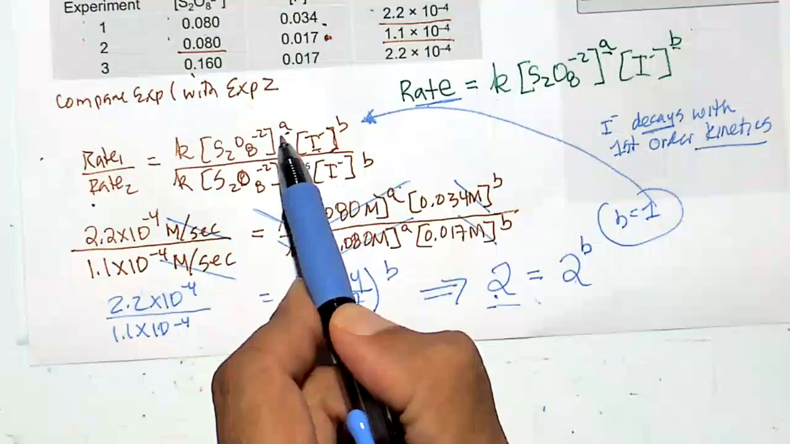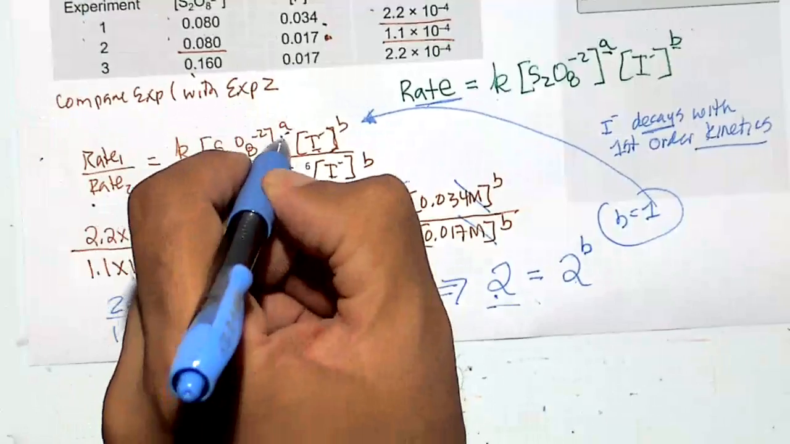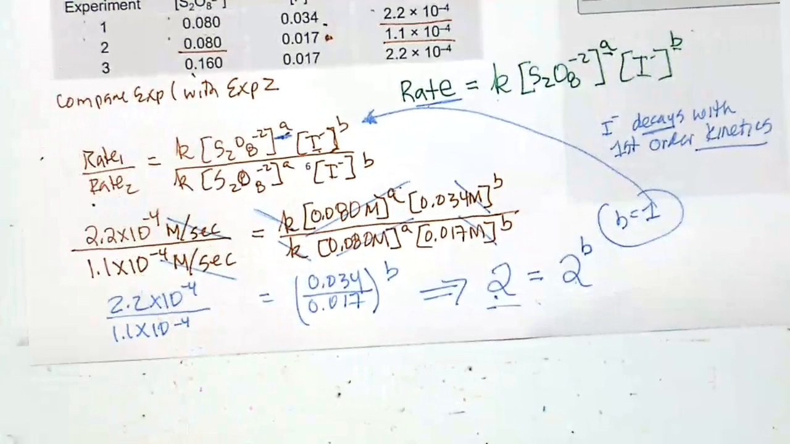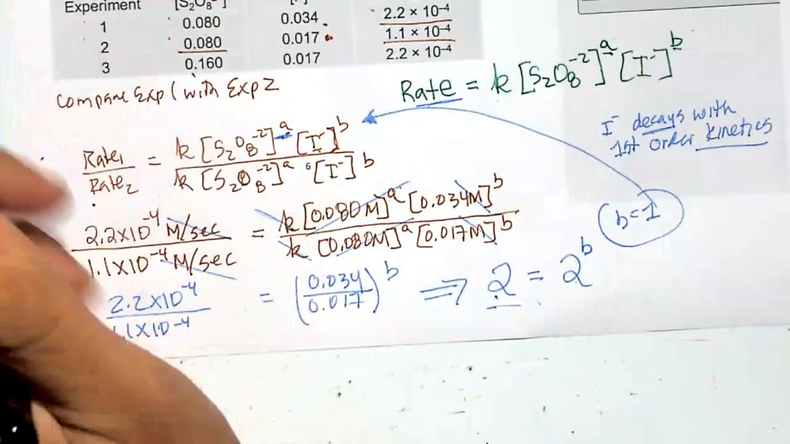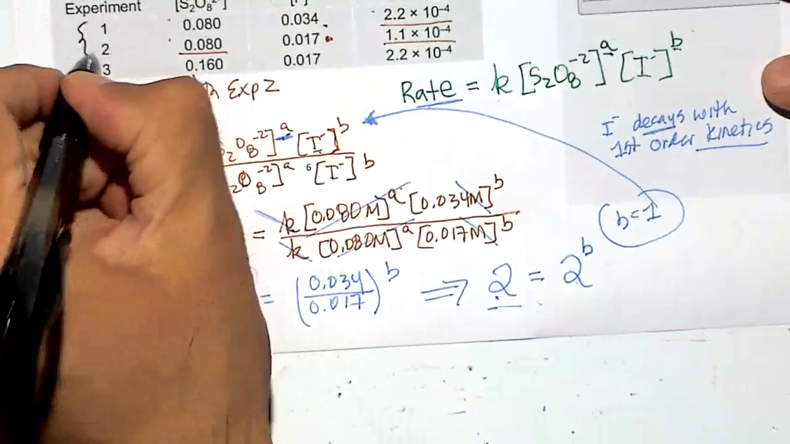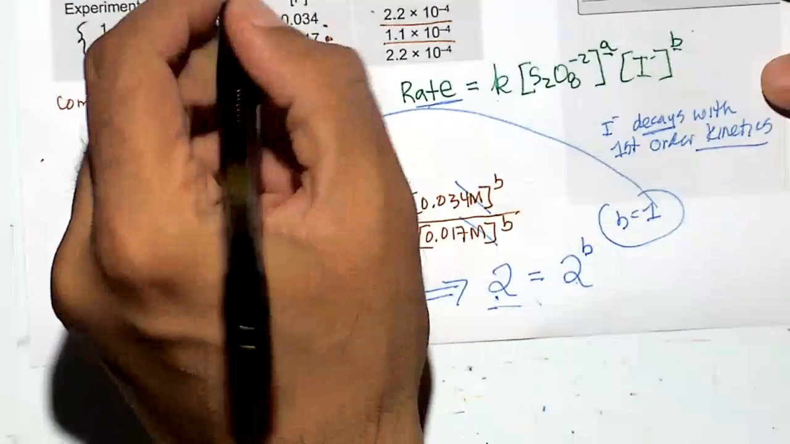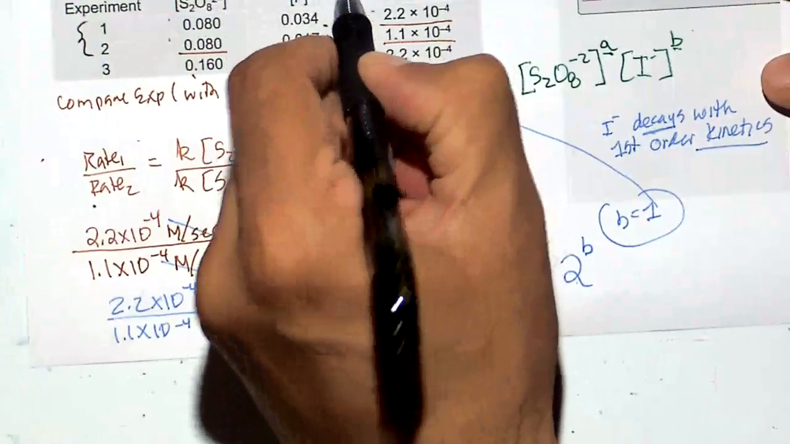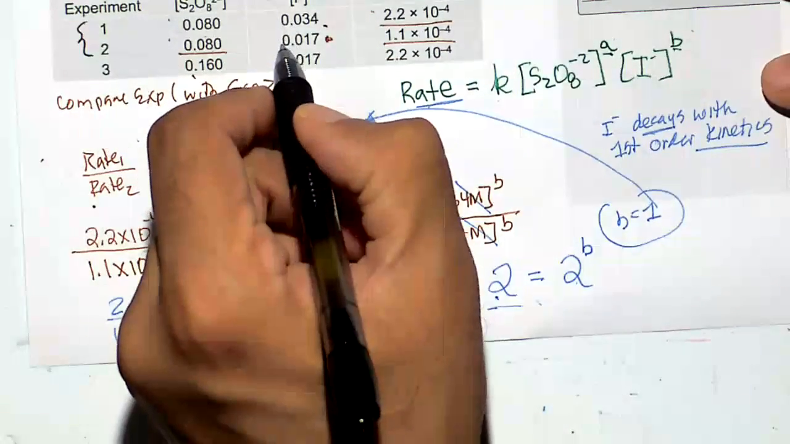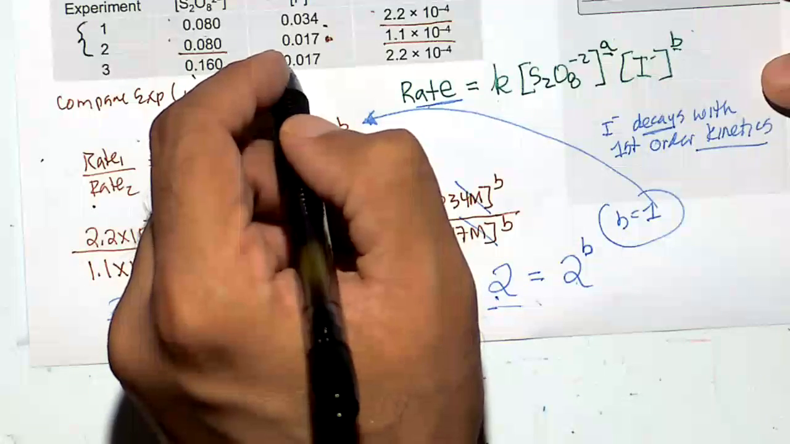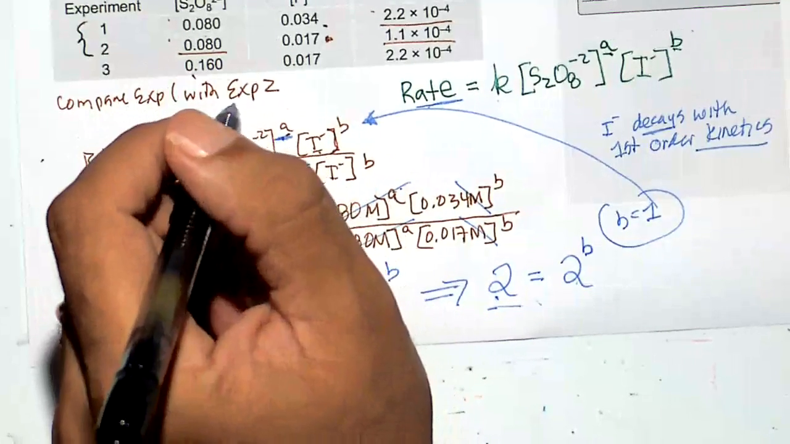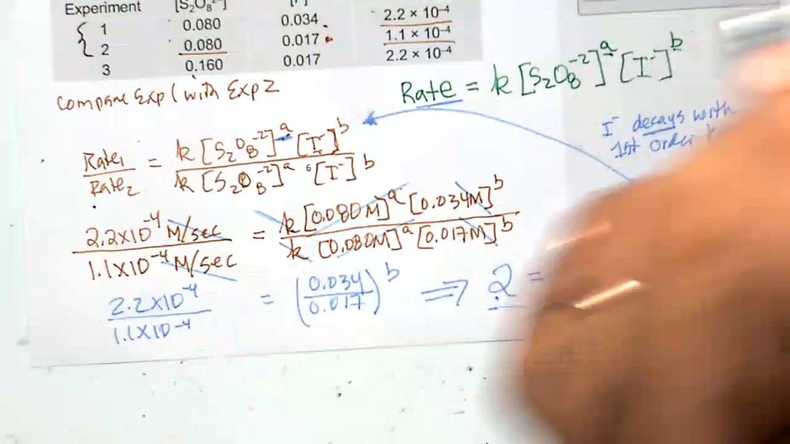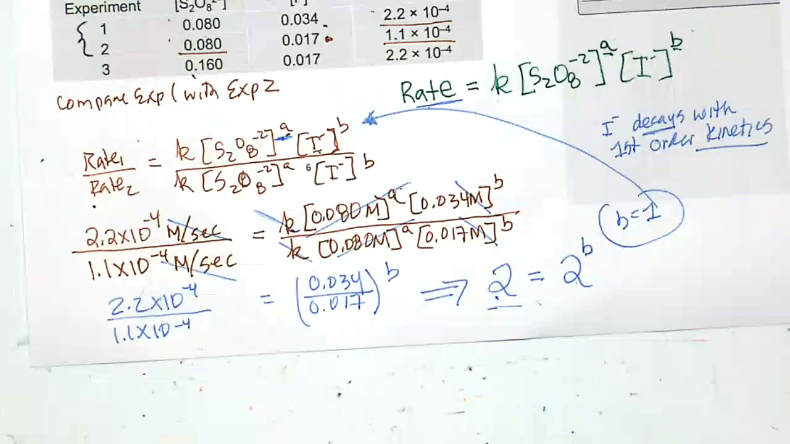Right, let's figure out A. Which experiments do you want to compare? We compared 1 and 2. What should we compare now to find the exponents? We found b is equal to 1, so I think I'm going to compare 2 and 3. Does this make sense? I see some nods, good. So let's compare experiment 2 with experiment 3.